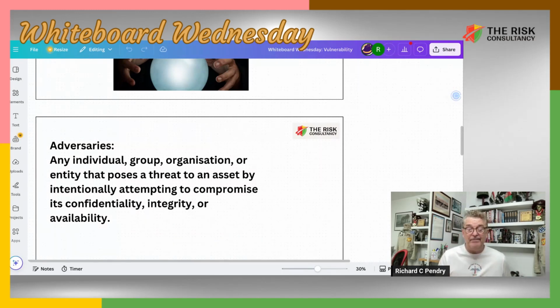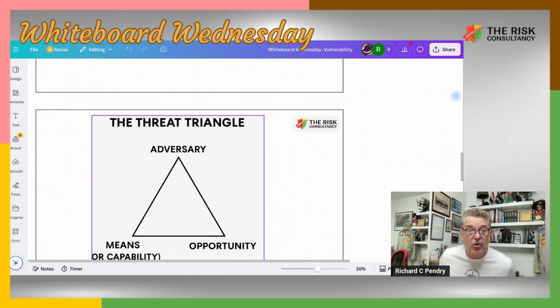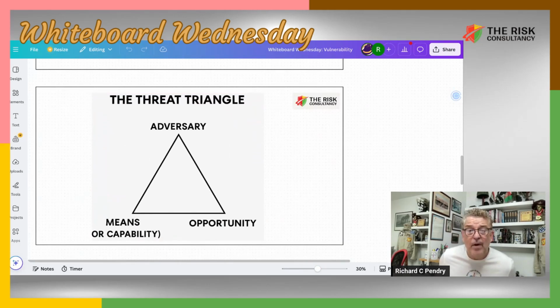To help you do that, and to help you score the likelihood, we can use what is called a threat triangle. When we look at the threat triangle, at the top of the apex there is the adversary, the person or the organization that wants to do us harm. Now, this could be external to the organization or internal. Remember, a couple of episodes ago, we spoke about insider risk. So there are external and internal adversaries. We need to know who these individuals or groups are that want to harm us.